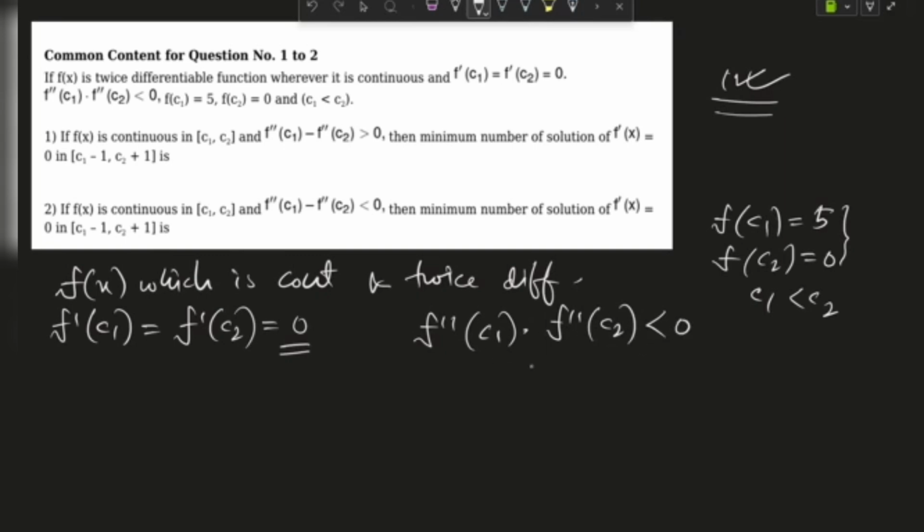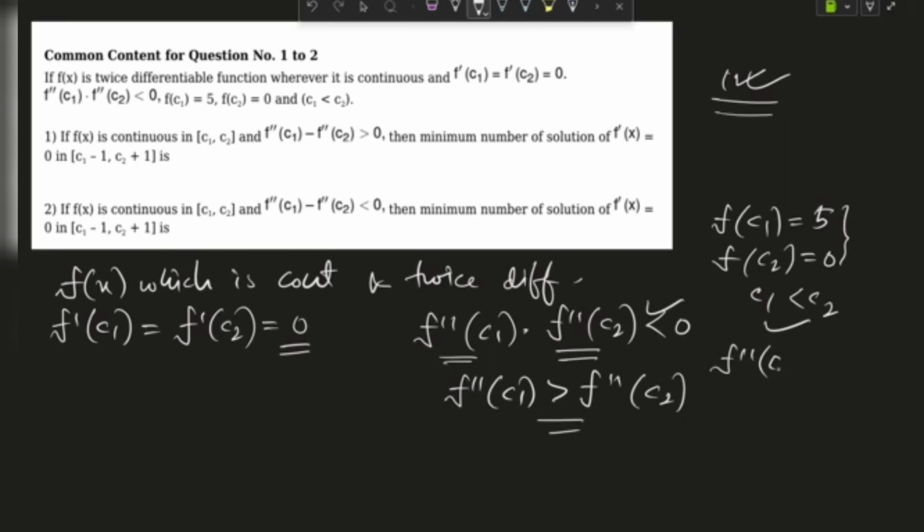So now if these two have their product less than 0, which basically means that they will be of opposite sign, right? So because c1 is less than c2 and their product is less than 0, that is they are of opposite sign. So from here we can conclude that f double dash c1 will be greater than f double dash of c2. I hope this is pretty obvious from here and here. And also one thing, f double dash c1 will be greater than 0 and f double dash c2 will be less than 0.